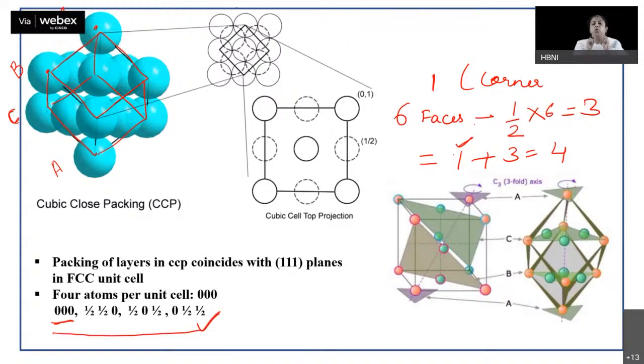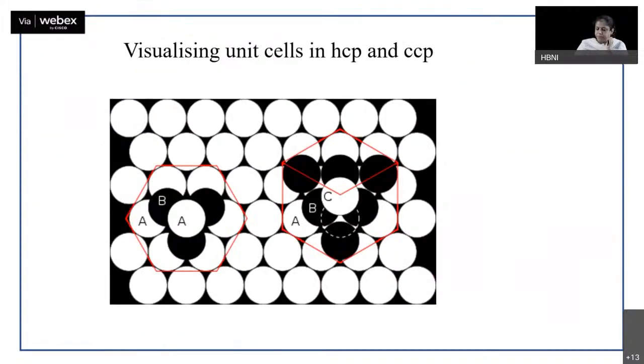After the lecture, just try to imagine an FCC unit cell and try to find the coordinates for all the 4 lattice points. And tell me if you have any problem, we will discuss it tomorrow. Okay? So again, just for your benefit, in this particular slide, we'll again try to visualize.